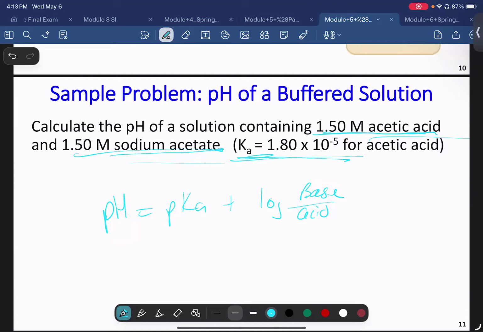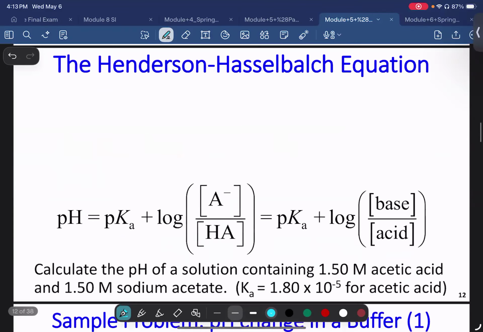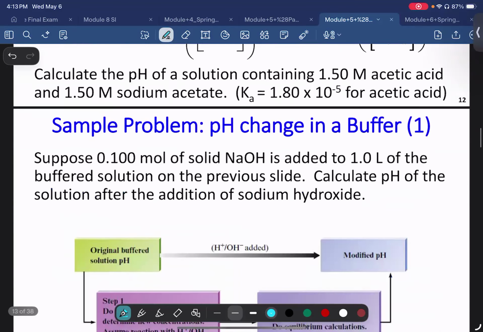I'm sorry for yelling at you guys, but I'm trying to drill it into your heads. If you guys are listening, I feel like am I talking to myself? I don't know. Okay. So keep this formula in mind.